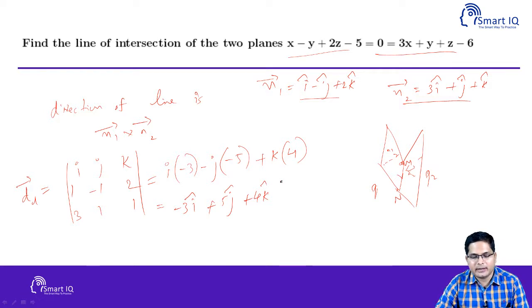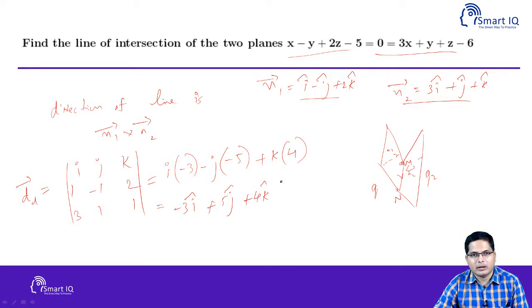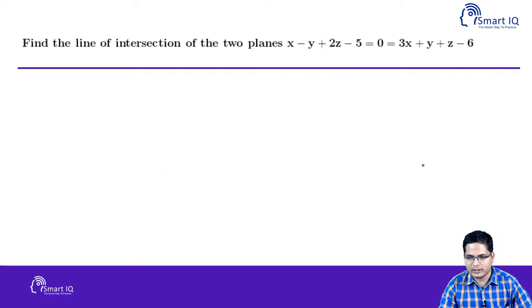Now you know the direction of the line, that means you know the denominators of the symmetric form. What else do you need to know? The point on the line. That is very easy to find. If you observe this diagram, any point common to both the planes lies on the line because they are intersecting in a line. So I will tell you a simple technique. Let us go to the next slide.